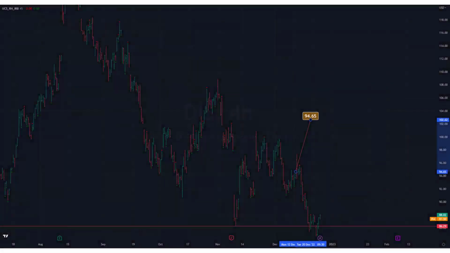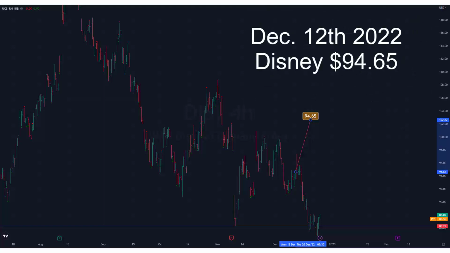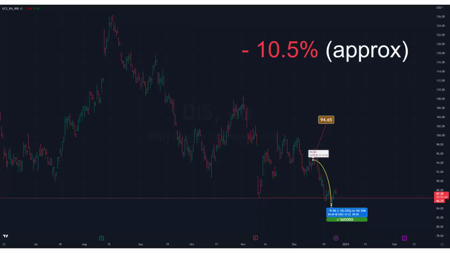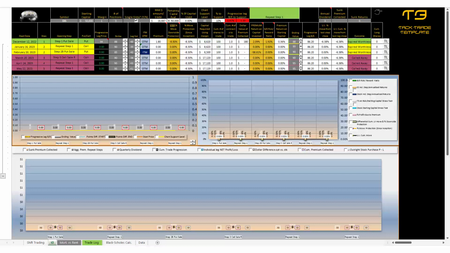So on December the 12th, 2022, Disney was trading at around 94.65. Since then, it has fallen roughly 10.5% or $9.96 down to a low of 84.69. Let's go ahead and populate the T3 application.